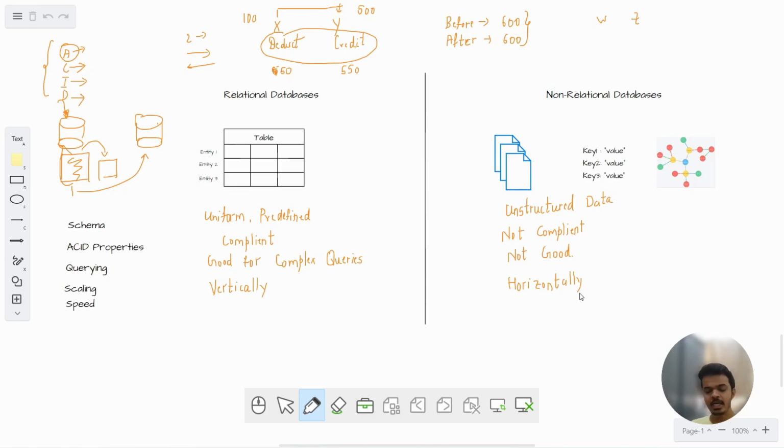Now, when data is huge, you have a lot of data, and when you run queries on relational databases, they will respond slower in comparison to non-relational databases. So non-relational databases are famous for being scaled horizontally and for their speed as well. They are fast in comparison to relational databases.